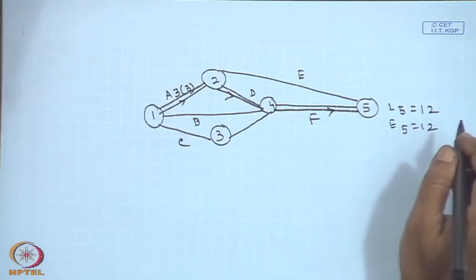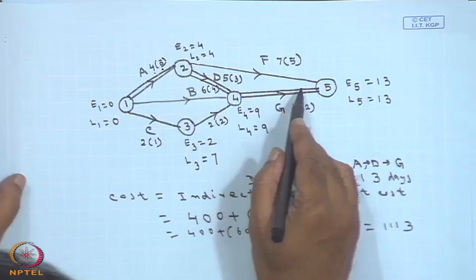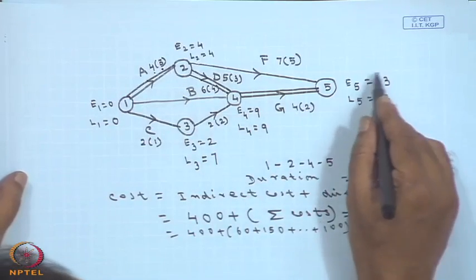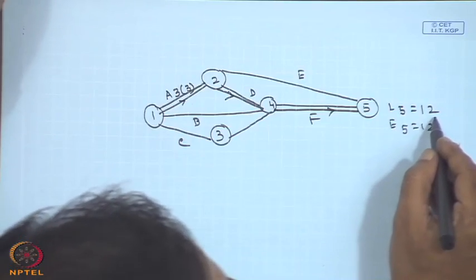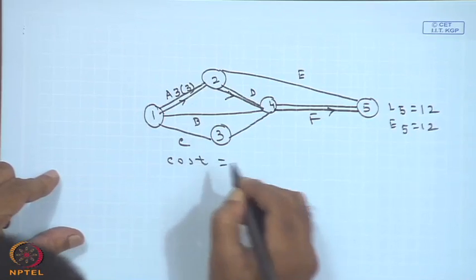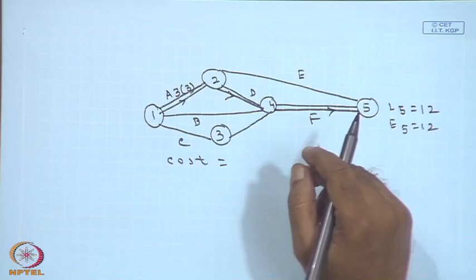In the earlier case, since it was 4, the critical path remains the same, but since you crashed the activity A by 1 unit, therefore, the total completion time has been reduced by 1 unit and it has become 12 from 13. Again, if you calculate the cost, you will find indirect cost plus the normal cost.